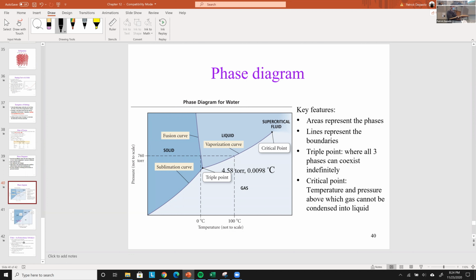Also, you have the triple point. The triple point is important too. It is a temperature and a pressure at which all three states of matter of that substance intermingle at the same time. So that's weird.